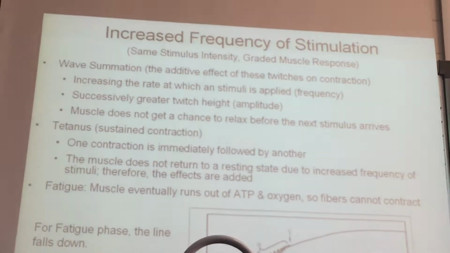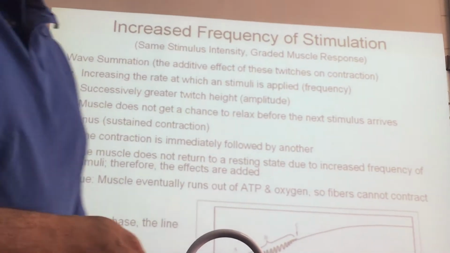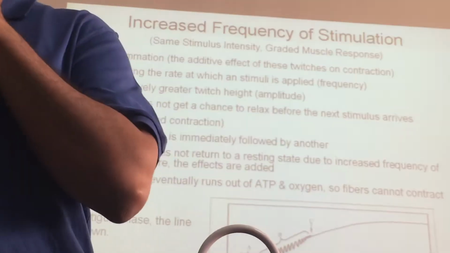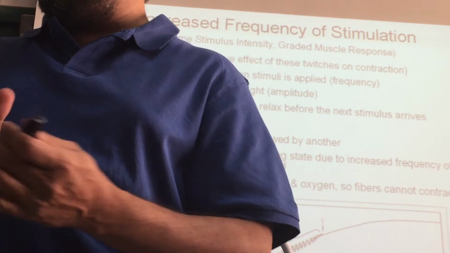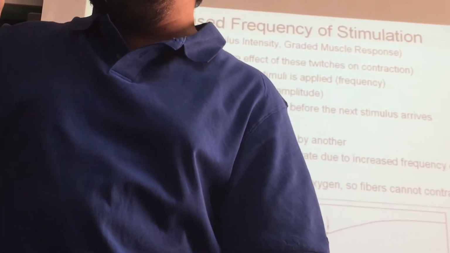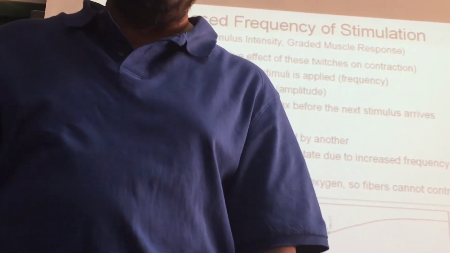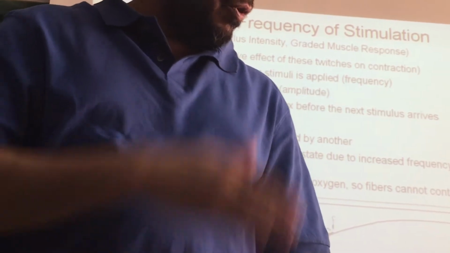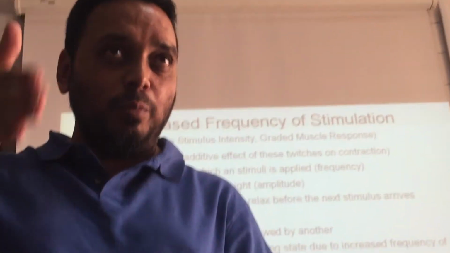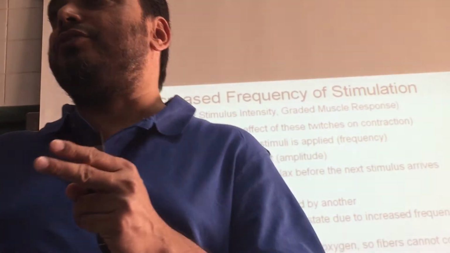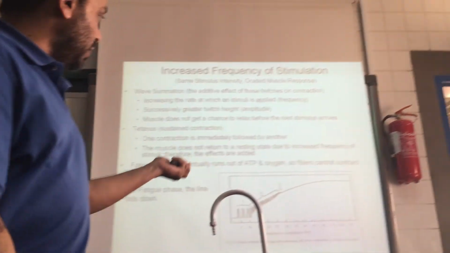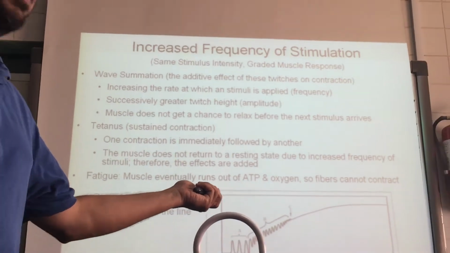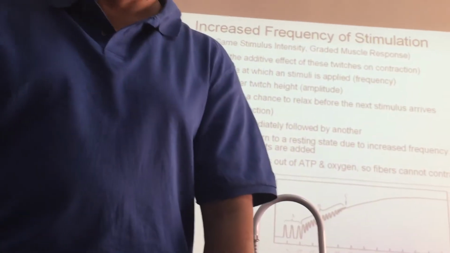Let us go ahead. Now, in the previous experiment, what we did was, we kept on increasing the strength of the stimulus, right? From 0.3 to 0.5 to 1, 1.5. Keep on increasing the strength. In this, we are not increasing the strength. What we are doing is, we are increasing the frequency of stimulation.